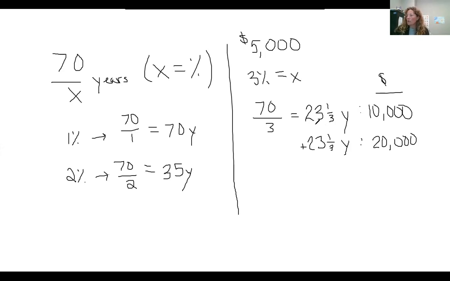If I can hang on another 23 1/3 years, it will have doubled 3 times. It will go to 10, to 20, and then to 40. I'll have $40,000 in, well, that's 70 years, 3 of them. In 70 years, I'll have $40,000. So again, if I did this when I was 10 years old, by the time I'm 80, if I put $5,000 in at 3%, I would have $40,000. That's kind of how this works.